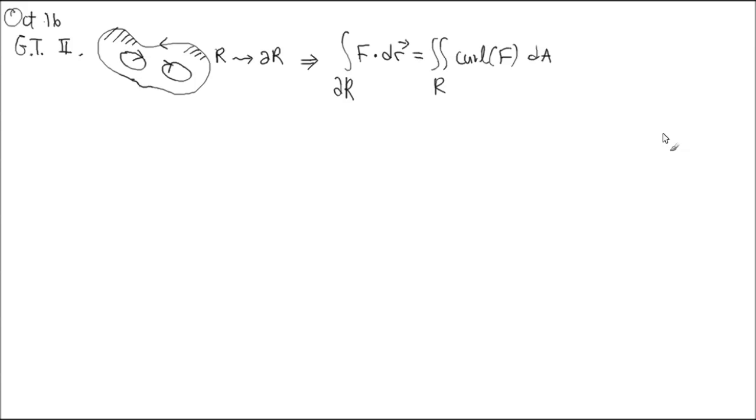For Green's theorem 2, does the region R have to be simply connected? Yes or no? Does it have to be simply connected for Green's theorem 2? No. No curl 0, no simply connected is necessary. Pretty general statement, right? So that's Green's theorem.